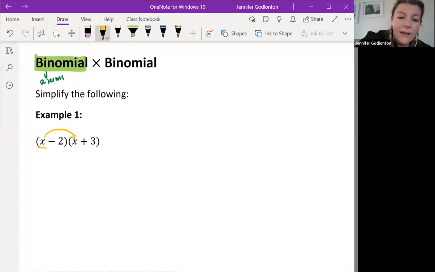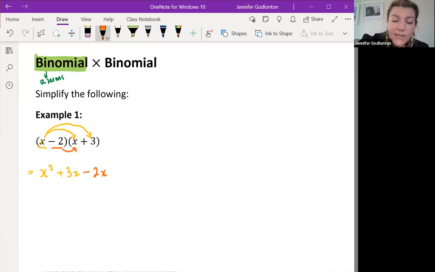The first term here, the x times the x, that's going to give me x squared. Then I'm going to take that x and multiply it by the 3. So x times 3 is going to give me 3x. Now that x has been multiplied by both terms, so we're finished with it. It's done. Then we move on to our second term, which is the -2. And we do the exact same thing. We say -2 times x, which is -2x, and -2 times 3, which is -6.